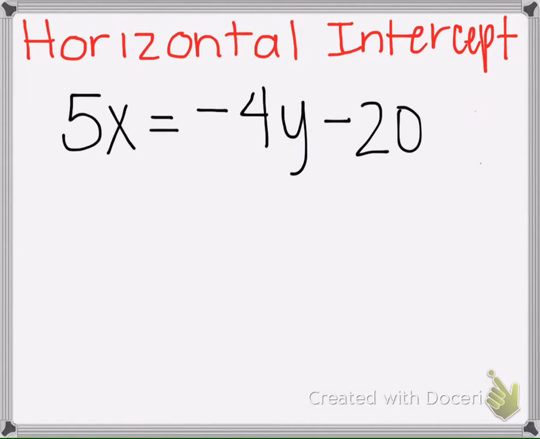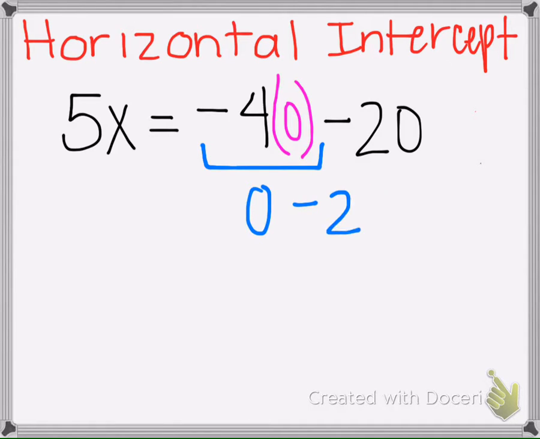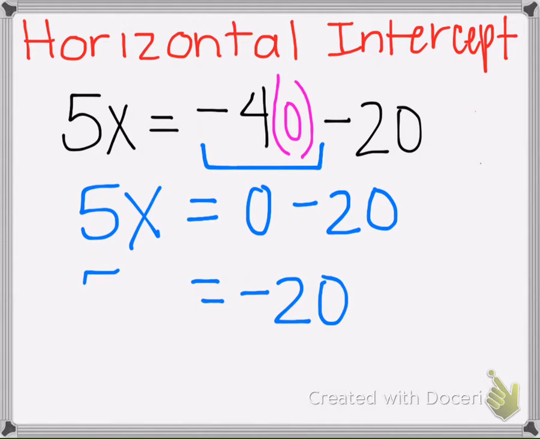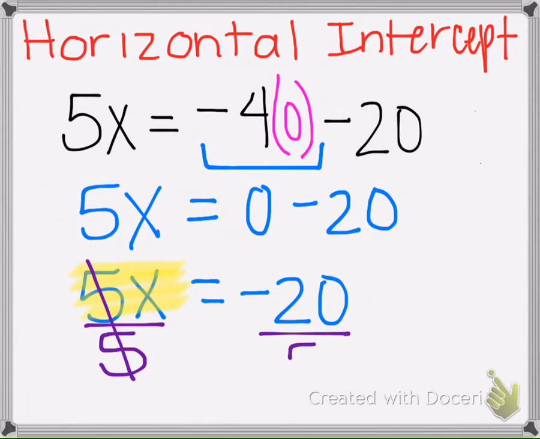So I'm going to go ahead and substitute 0 for the y. Now we're going to do order of operations. We're going to multiply first, so -4 times 0 is 0. And then 0 minus 20. And then our last step, when the variable we are solving for is isolated, is to divide by the coefficient of the x, which is 5, and we get x equals -4.